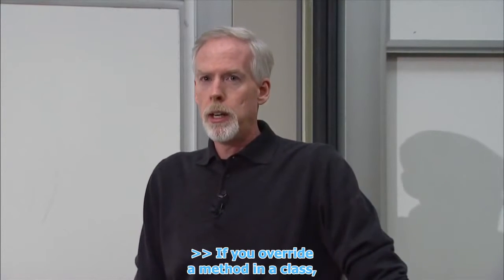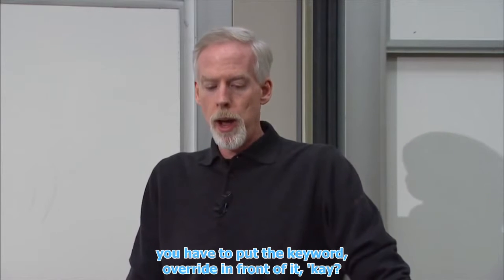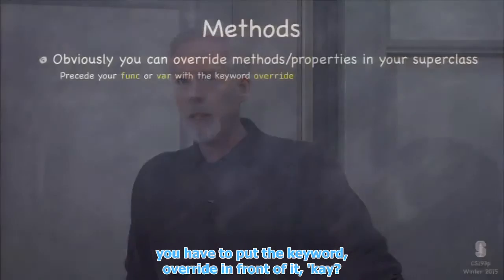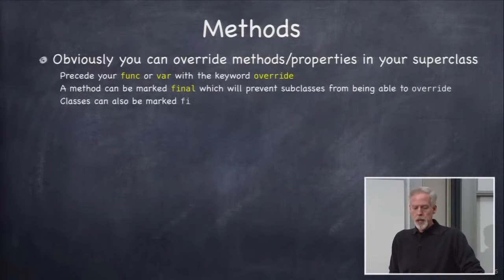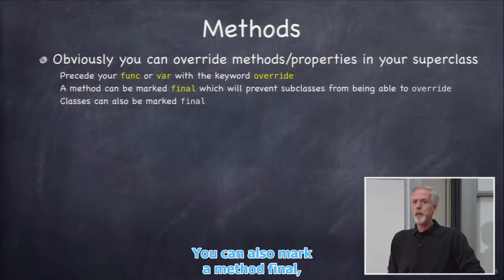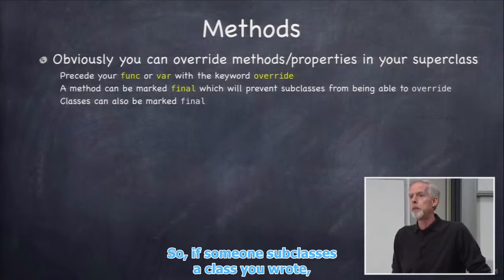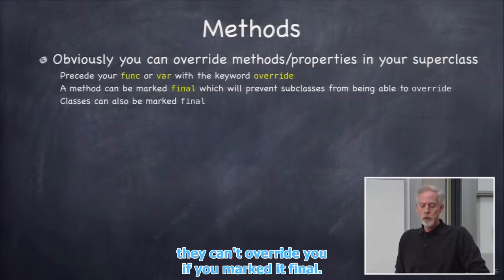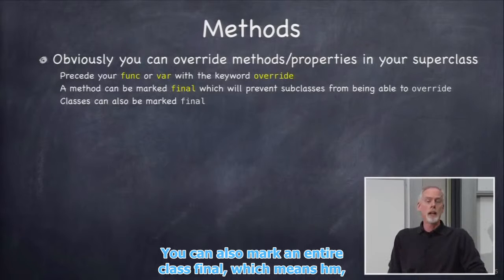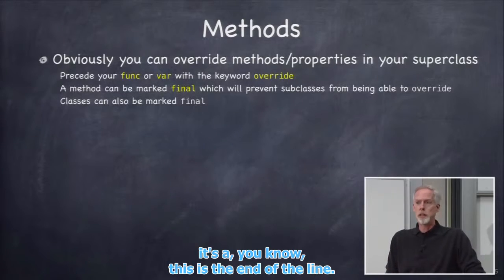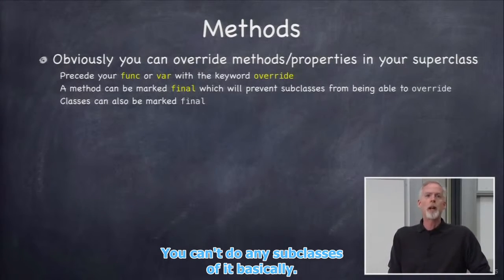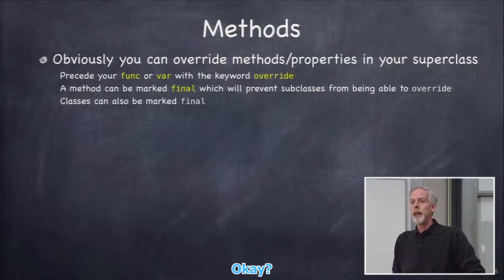Obviously, if you override a method in a class, you have to put the keyword override in front of it, okay? You can also mark a method final. That means no one can override it. So if someone subclasses a class you wrote, they can't override it if you marked it final. You can also mark an entire class final, which means this is the end of the line. You can't make any subclasses of it, basically. Okay?